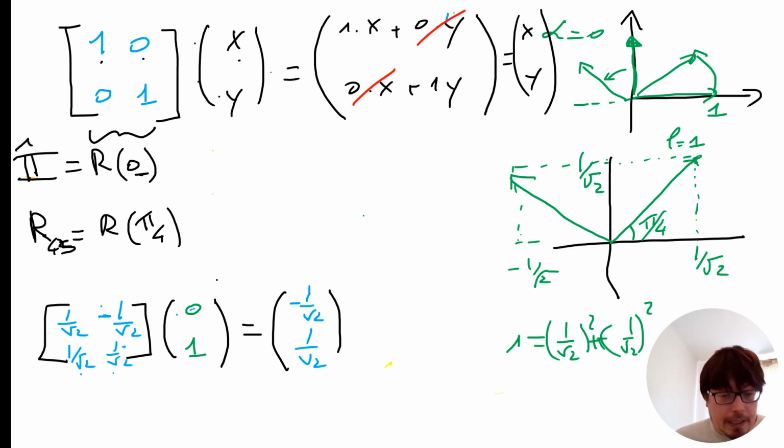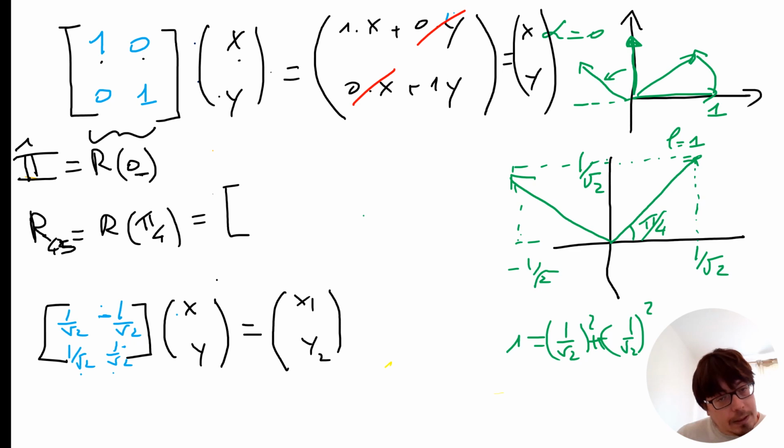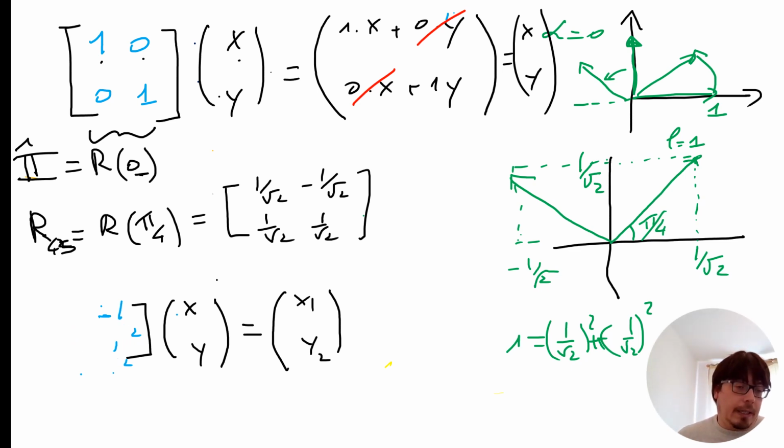What I claim, I'm not proving it, but I claim it's correct, is that this matrix actually does a rotation of 45 degrees on any vector, which we will draw here, x and y, and this will be x1, y1, and this will be rotated by 45 degrees. I'm not going to prove it, but believe me, it's correct, and maybe I will prove it in another video. But let's write this matrix here. Now I want to do another step, and then I will give you a general idea.